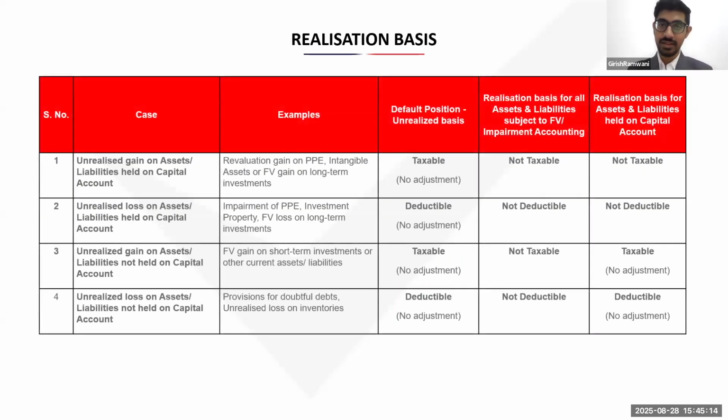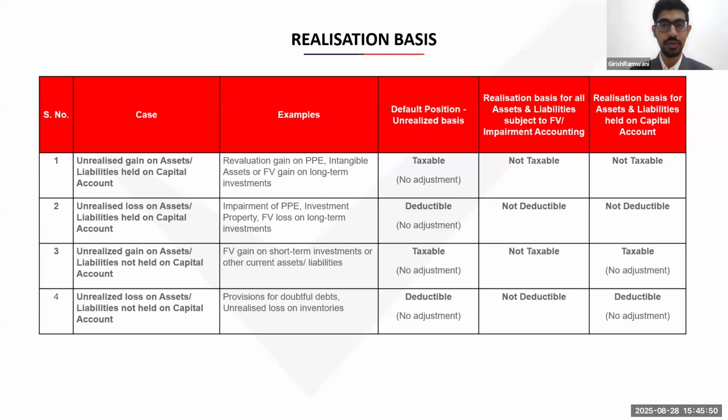Now let us understand this realization basis election with some examples. So there can be four cases. Okay, we can discuss each case one by one. So first case is if you have any unrealized gains on non-current assets, that is assets or liabilities which are held on capital account. Examples of that can be any revaluation gain on your PPE on intangible assets, or any fair valuation gain on any investments or shares that you are holding on long-term basis. So these are non-current assets liabilities where you have got any kind of revaluation or fair valuation gain.